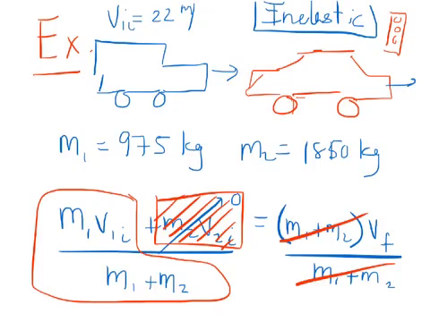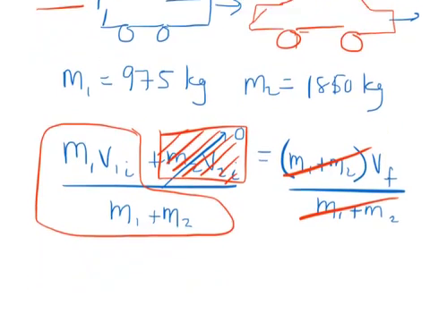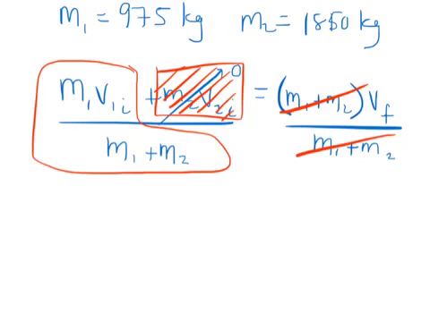Let's take a look at what we get. If we plug in 975 times 22 over 1850 plus 975, good. We should get 7.6 here. I got 7.68, so there's not much of a difference.